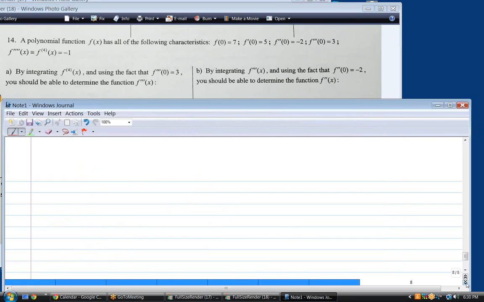Let me think about this for a second. This is actually a fairly common problem, but they usually give you the function. A better example of this is actually velocity and acceleration and position. If you know the acceleration of an object, then you can integrate that, and if you know a starting velocity, you can come up with the velocity function, and if you know a starting position, then you can come up with the position function.